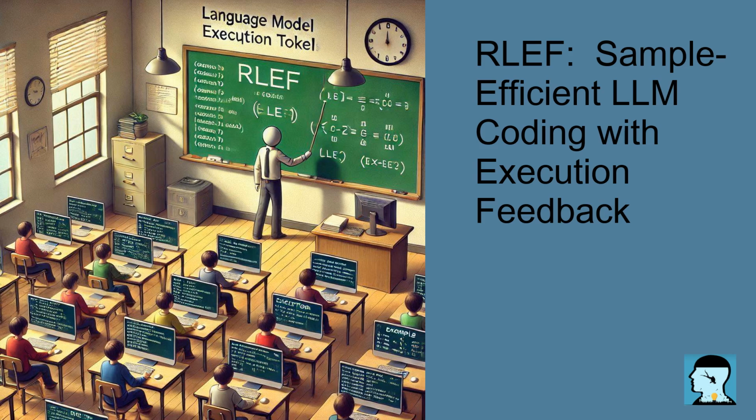Welcome to our discussion on the crucial role of execution feedback in training language models for coding accuracy. This iterative process with reinforcement learning from execution feedback, RLEF, enables models to achieve high accuracy with fewer iterations. RLEF outperforms state-of-the-art techniques and has potential applications in automating code generation, improving software development, and more.